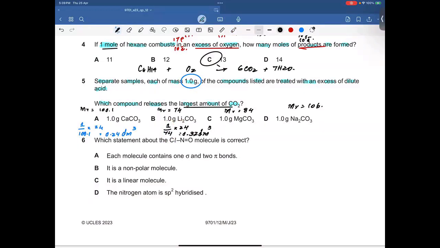Now 1 gram of magnesium carbonate, let's divide it by its Mr, which is 184. You will get moles. Now moles should be multiplied by the molar volume, which is 24, and you will get the volume in this scenario. You will get 0.28 dm3, 0.28, 0.32.